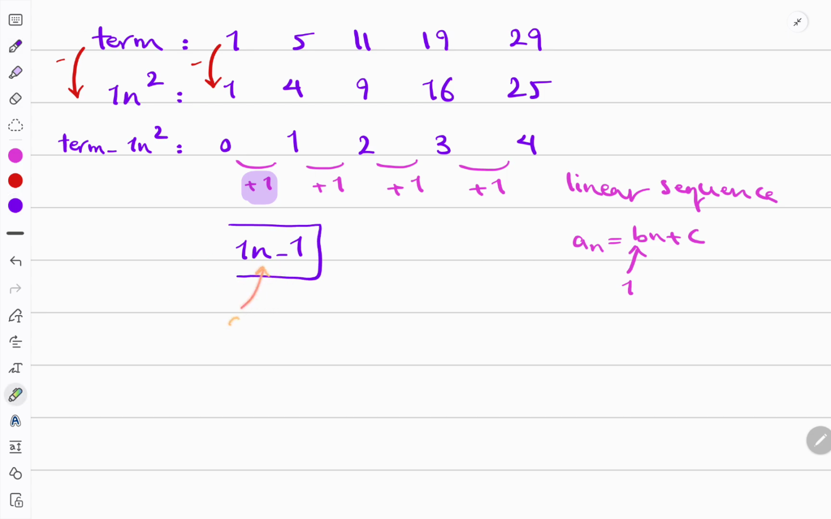If you substitute 2, 1 times 2 is 2. 2 minus 1 is 1. If you substitute 3, 1 times 3 is 3. 3 minus 1 is 2. Okay, so you can consider this bn.